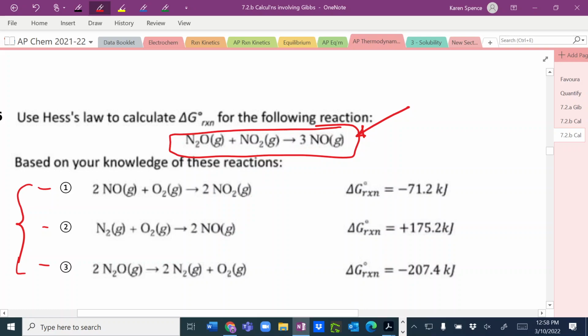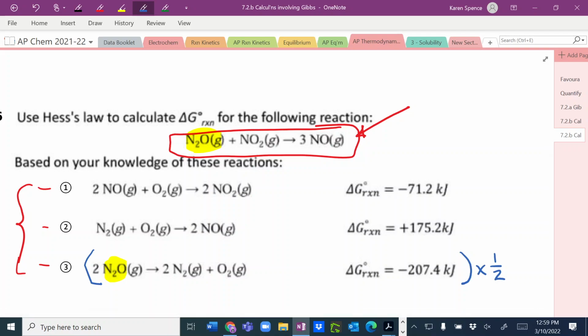Well, I would start by saying I need an NO2 in my reactants, yes? So, oh look, here's some NO2 in the reactants, but unfortunately, there are two of them. So what I'm going to do is take this reaction and multiply the whole thing by what? A half. Okay?